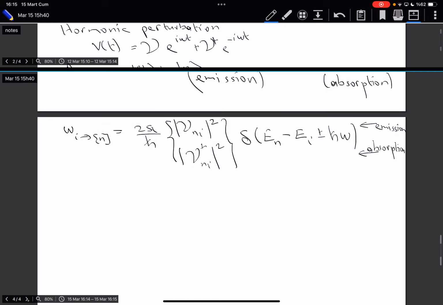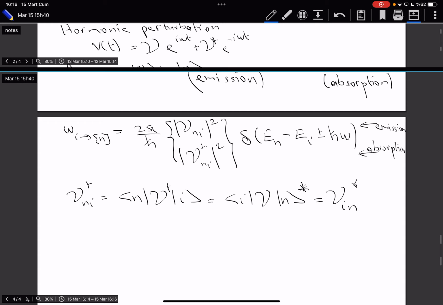Now, there's one more observation we can make. You see, this V_nI dagger is nothing but V dagger_In, or I V N dagger complete conjugate, which is V_IN conjugate.